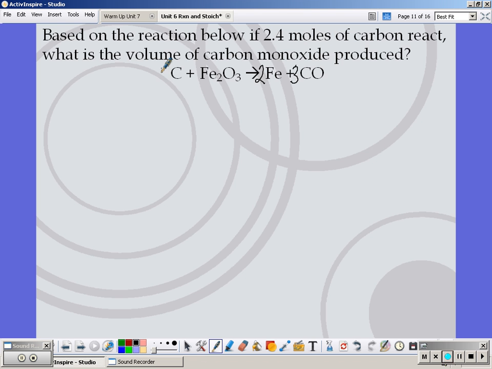I'm given 2.4 moles of carbon, and I want to know the volume of carbon monoxide. So underneath carbon, I'm going to put 2.4 moles. And under carbon monoxide, I'm going to put question mark. Now, volume is measured in liters, so we'd put question mark liters.